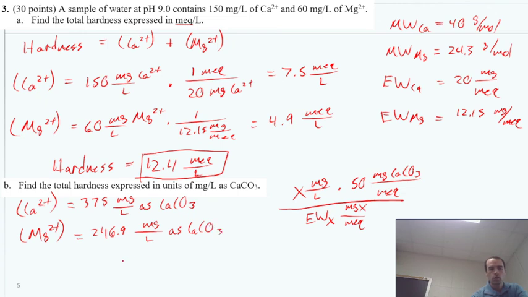Then the total hardness should be those added, should be 621.9 milligrams per liter as CaCO3.